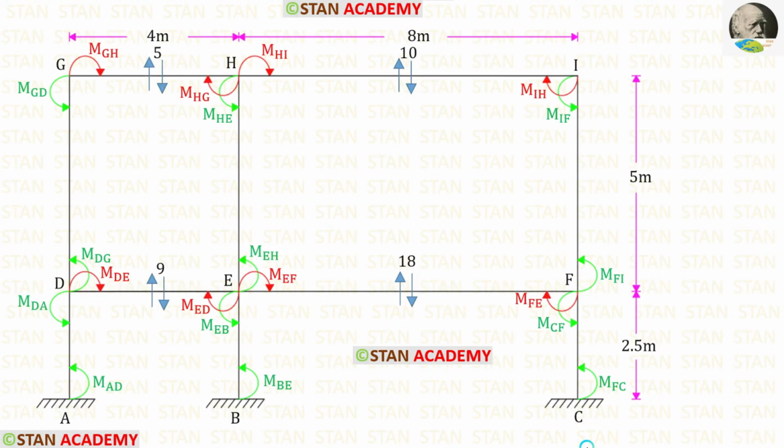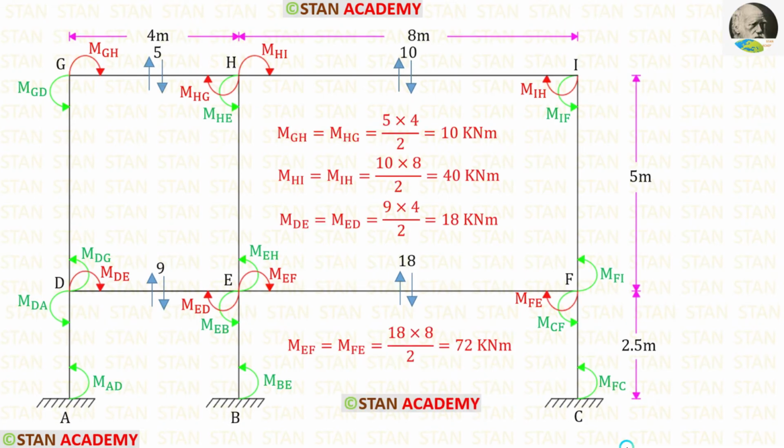We know that the moments in the beams will be acting in the clockwise direction and the moments in the columns will be acting in the anti-clockwise direction. First, let us find the moments in the beams. For that, we can use the formula WL upon 2. First, let us take the member GH. Here we have to find MGH and MHG. In this member, W is 5, L is 4. When we apply the values in the formula, we are getting MGH and MHG.